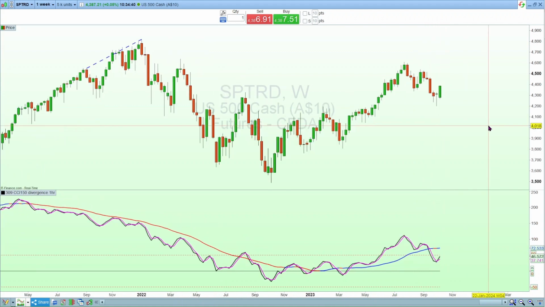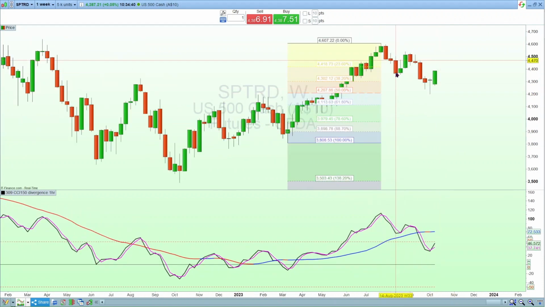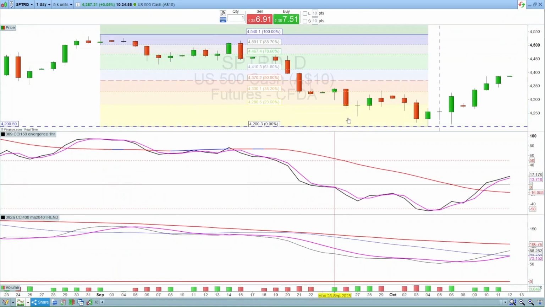So if we look at that on the weekly as well, in terms of Fibonacci retracement between that range, you can see there it's come down and bounced up from the 50% level. So some positive in the last week or two, but let's look at what's happening on the daily.